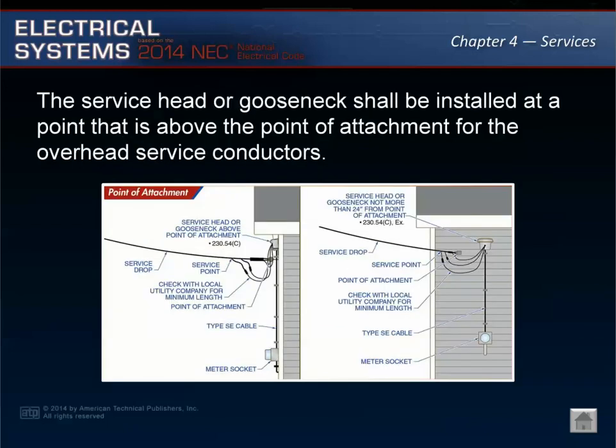The service head or gooseneck shall be installed at a point that is above the point of attachment for the overhead service conductors. This ensures that water does not enter the service raceway or service entrance cable. However, there may be installations where it is impracticable to locate the service head or gooseneck above the point of attachment. In these cases, Article 230.54(C) exception permits the point of attachment to be located above the service head or gooseneck. In no case, however, is the service head or gooseneck permitted to be located more than 24 inches from the point of attachment.